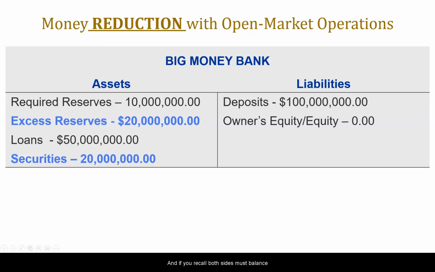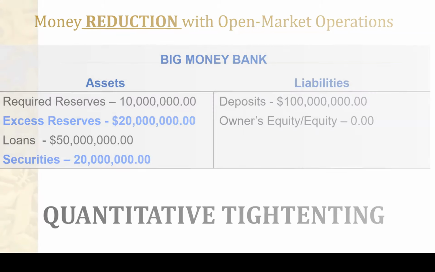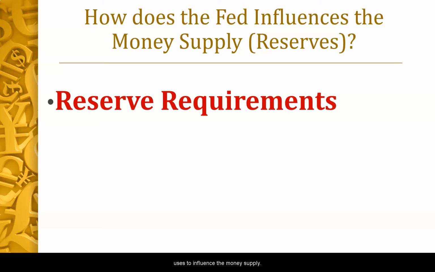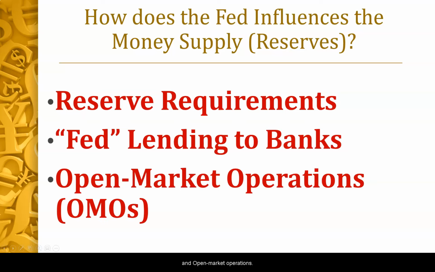And if you recall, both sides must balance as a result of this sale of government bonds. You guessed it, the money supply decreases. And this, ladies and gentlemen, is known as quantitative tightening. So there you have it, the three tools that the Fed uses to influence the money supply: reserve requirements, the Fed lending to banks, and open market operations.